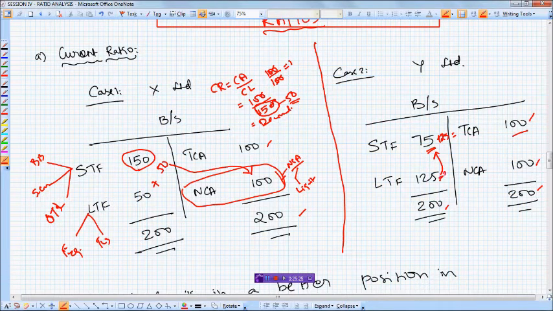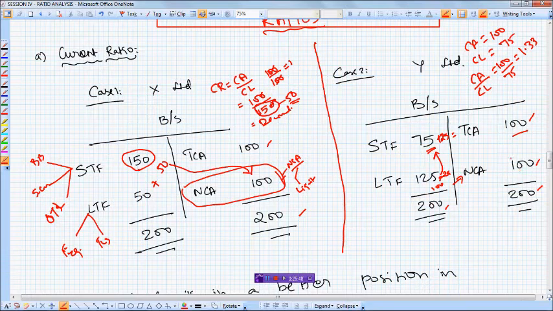And here you will have 100 crore which will fund your non-current asset. So in this case, their current asset is 100 and their current liability is 75. If you take their current ratio, it will be current asset by current liability, which is 100 by 75, somewhere around 1.33. So what does this ratio show? Out of 100, 75 is financed by outsiders and 25 by long-term funds, which is a good sign.